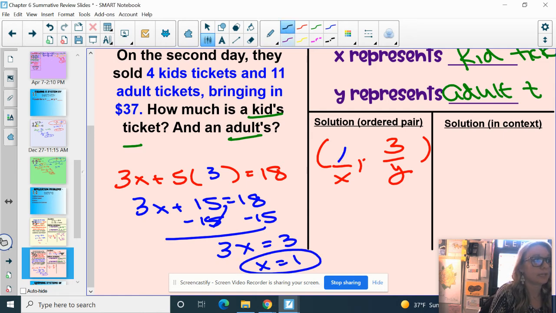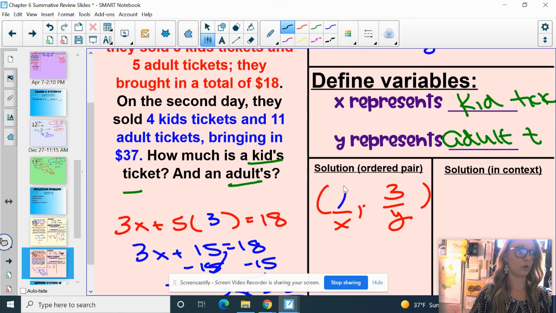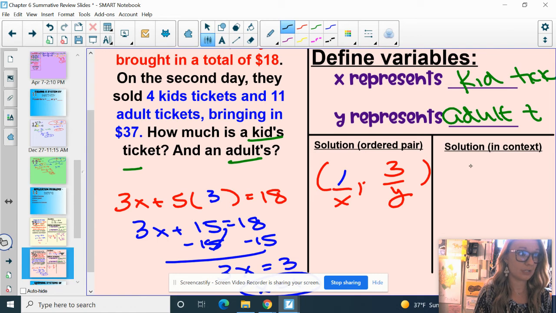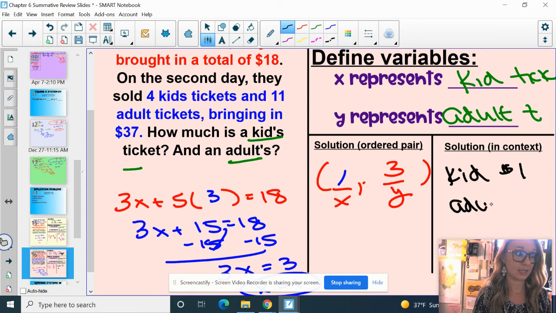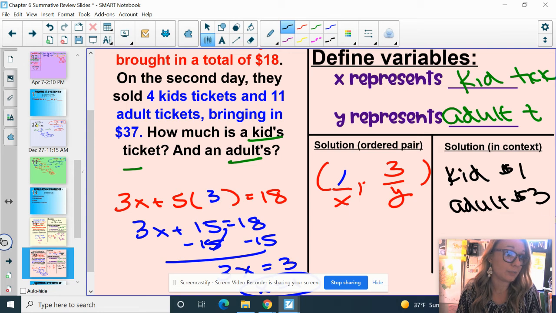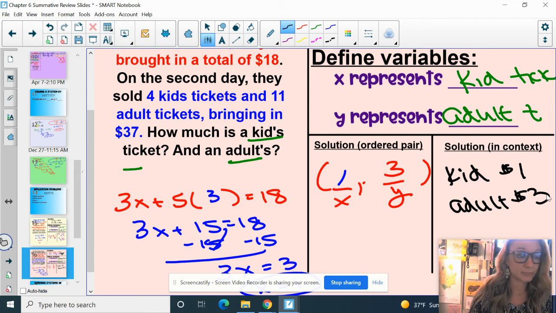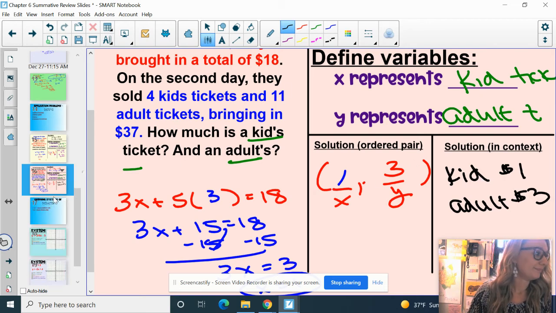Now, what this really means in the context of this situation is that if X is 1, a kid's ticket is $1. So a kid's ticket is $1. If Y is 3, an adult ticket is $3. So for the Pastel Celebration Festival, it's so exclusive and so important that tickets are only $1 and $3 for kids and adults respectively. That's embarrassing.